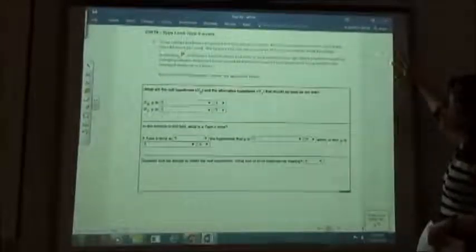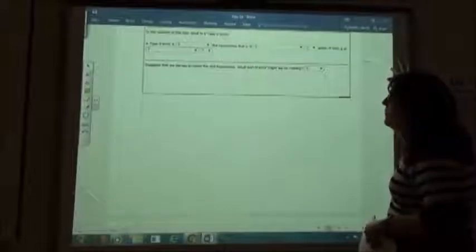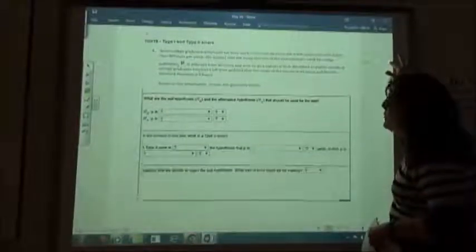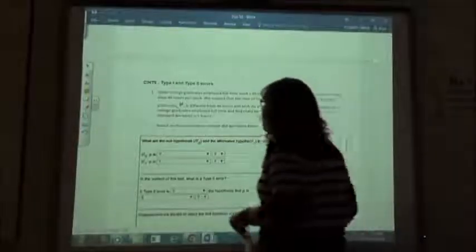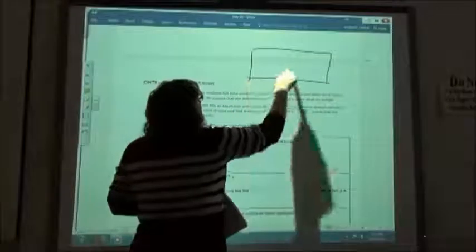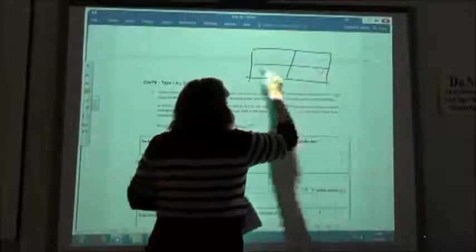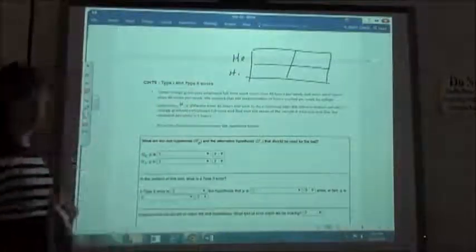Type 1 and type 2 errors. They have two different kinds of errors. I'm going to, where do I want to write? Where can we see? I'm going to do that. So, when I'm doing my testing, I have my null hypothesis and I have my alternate hypothesis.